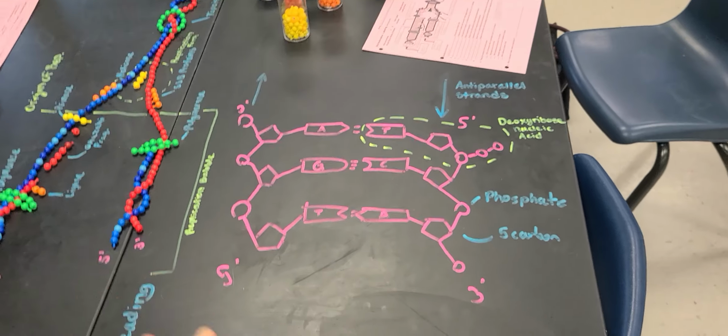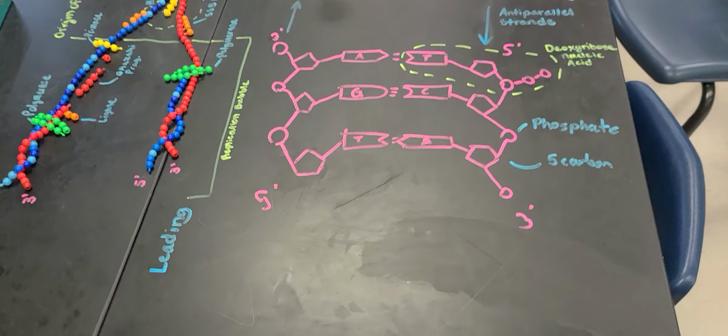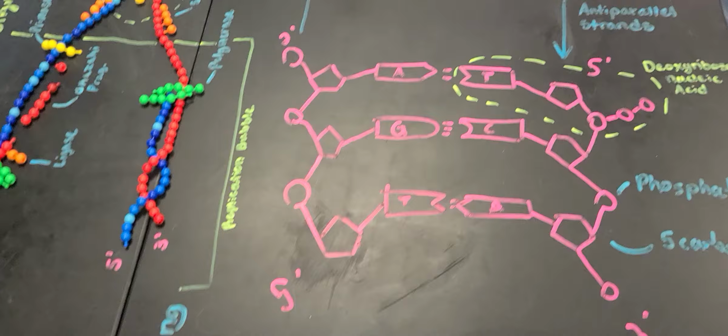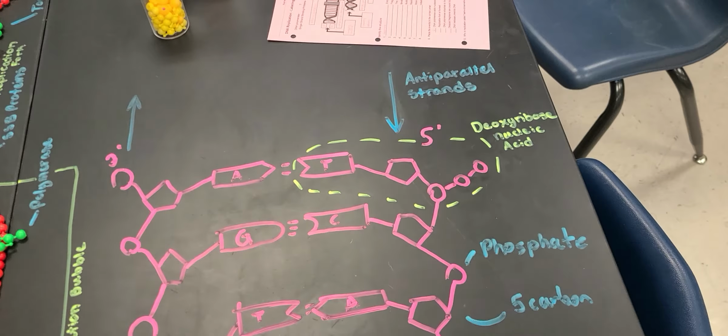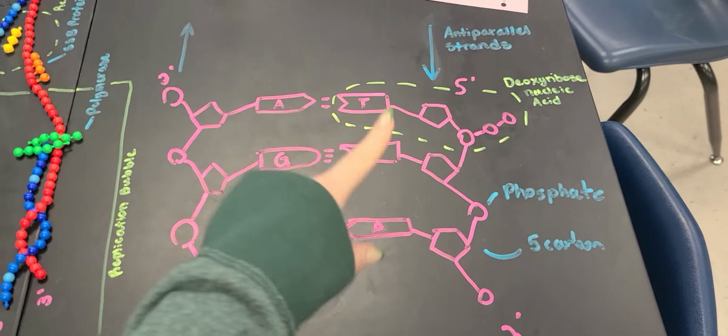Hi, Miss Stark. Okay, so here is the close-up of a DNA strand. Here's the 5' end, and here's the 3' end. It goes from this direction. It also goes this direction on that way, so this one is flipped, and they're anti-parallel.